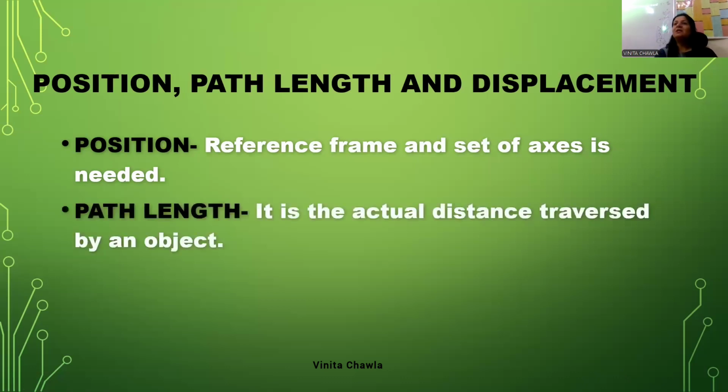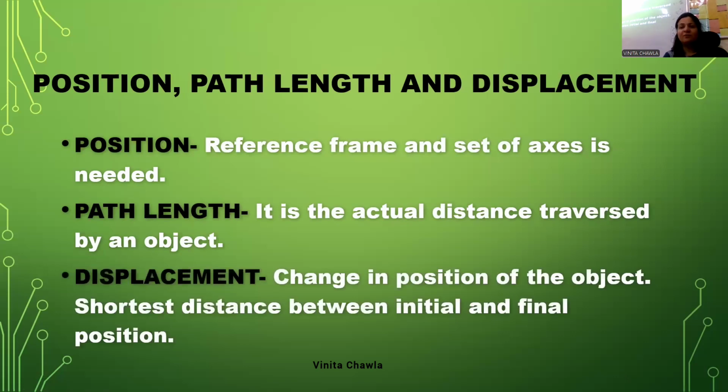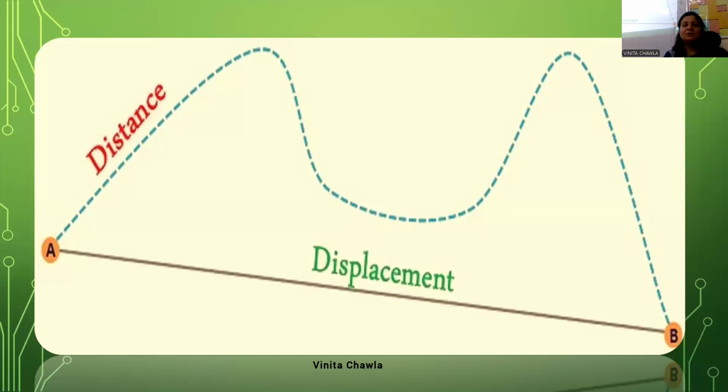Next is path length. Path length is the actual distance covered by an object. And the third one is displacement. Displacement is the shortest distance between the initial and final position. Distance is the actual path traversed and displacement is the shortest distance, which is the straight line distance. If the initial position of the object is A and it goes through the dotted path and reaches point B, then the shortest distance between A and B is the straight line distance. It is the displacement.